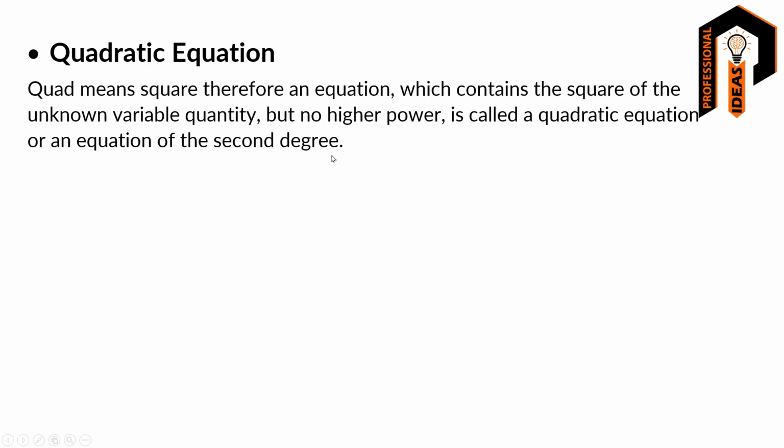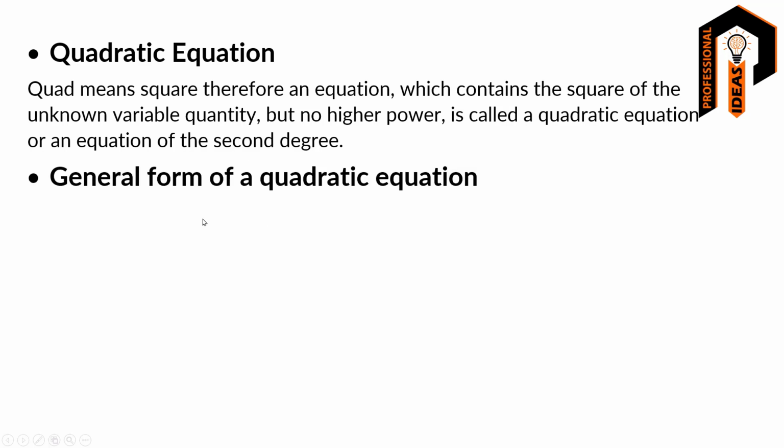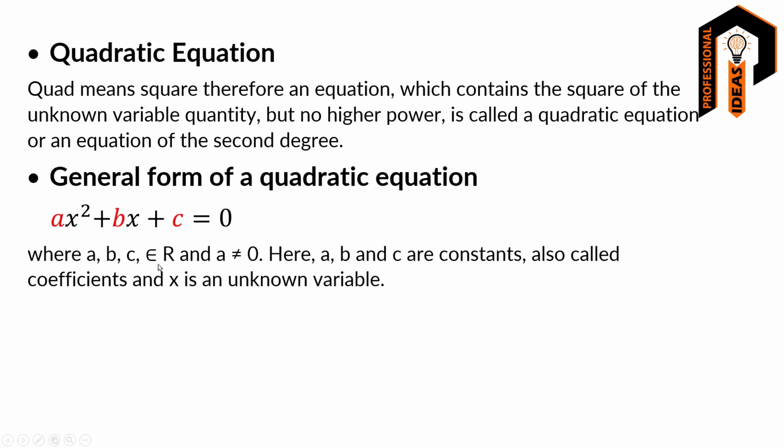General form of a quadratic equation: ax square plus bx plus c is equal to 0, where a, b, c belong to the set of real numbers and a is not equal to 0. Here a, b and c are constants, also called coefficients, and x is an unknown variable.